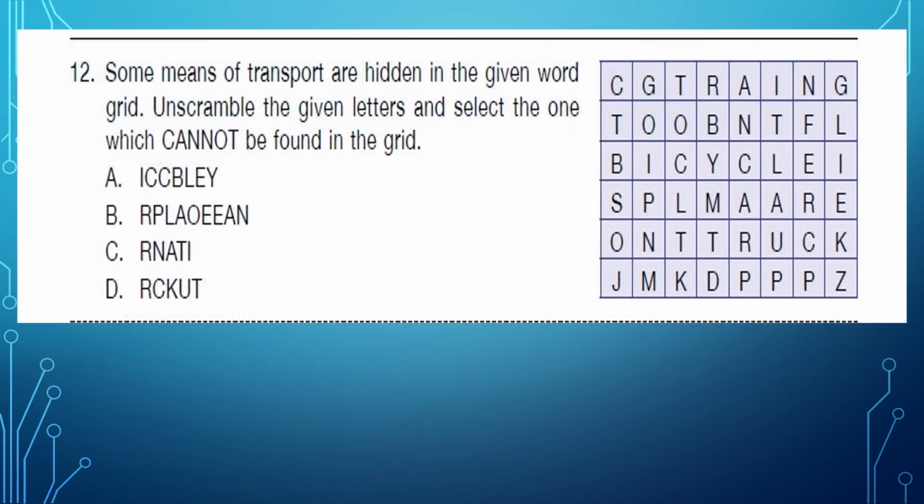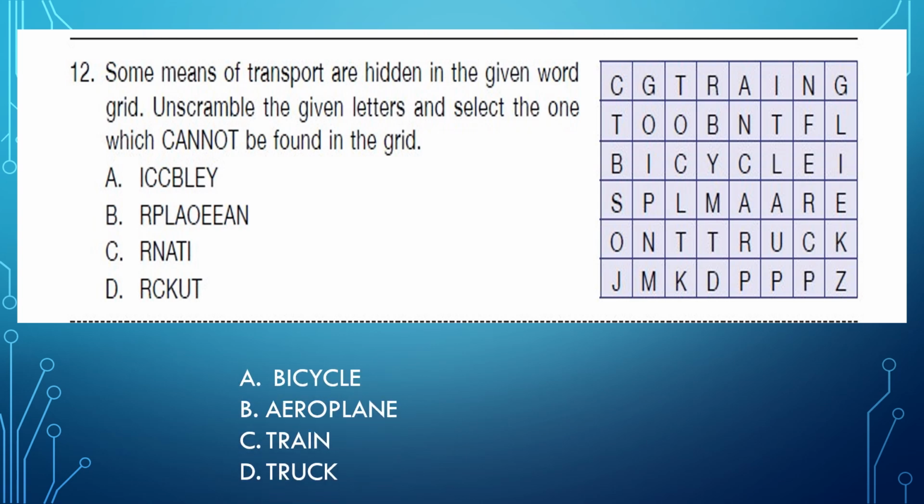Question number 12. Some means of transport are hidden in the given word grid. Unscramble the given letters and select the one which cannot be found in the grid. If we unscramble these words, we can get for A, bicycle, B, aeroplane, C, train, and D, truck. We can find train, bicycle, truck in the grid, but we can't find aeroplane in this grid. So our answer is option B.